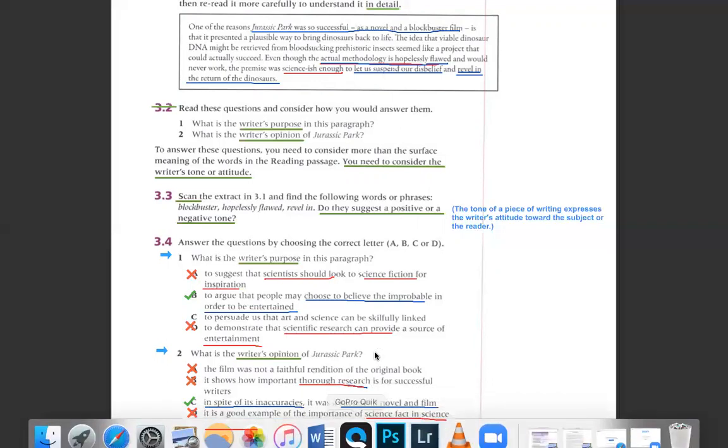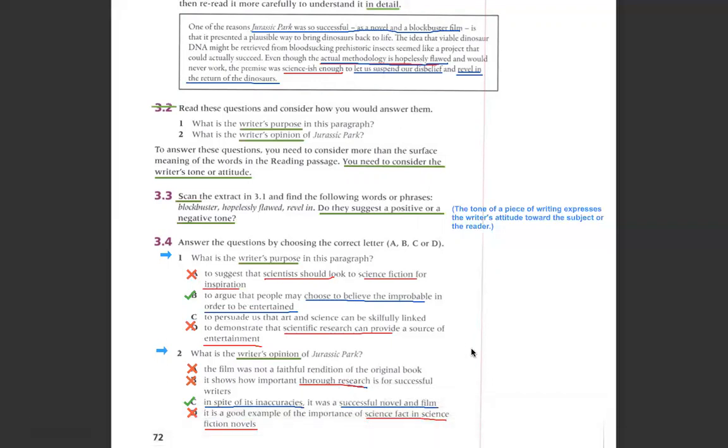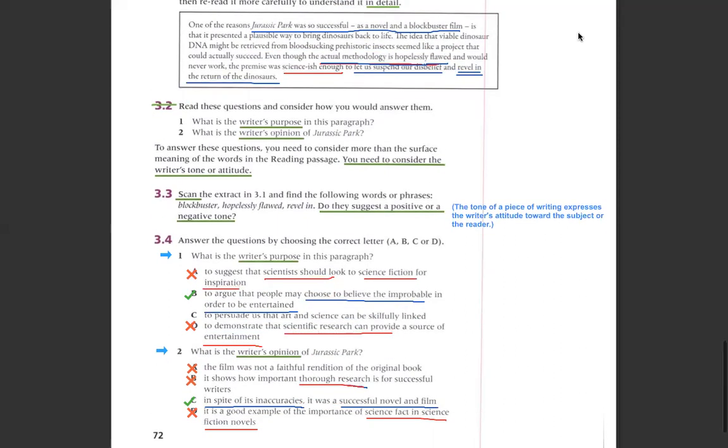So if you're not sure about the answer, just go through each option and decide whether this actually matches the information in the text or not. If it doesn't match, then you have to look for another answer. All right, so these are some typical multiple choice questions: writer's purpose and writer's opinion. So if you find those difficult, you may need to do some more work on them.